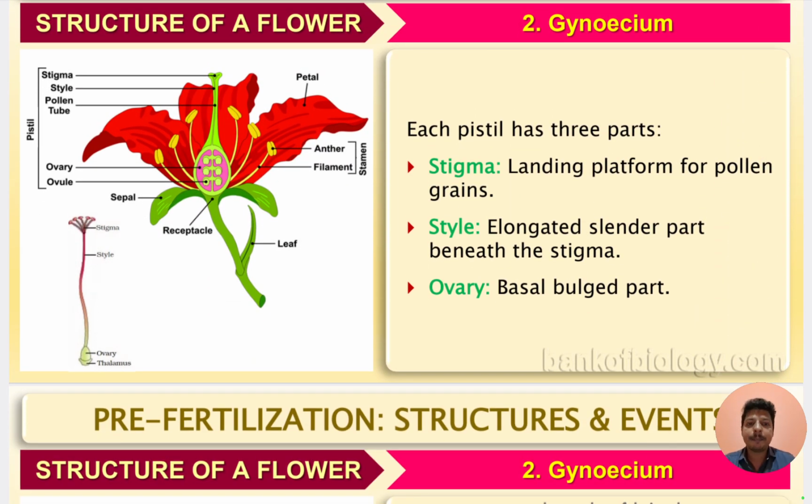Each pistil has three parts: stigma, style, ovary. Stigma is the landing platform for pollen grains, where the pollen grain lands. Style is the elongated slender part beneath the stigma. And ovary is the basal bulged part, the end part of the pistil.